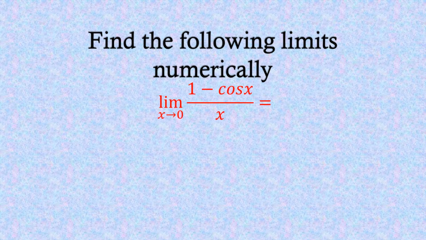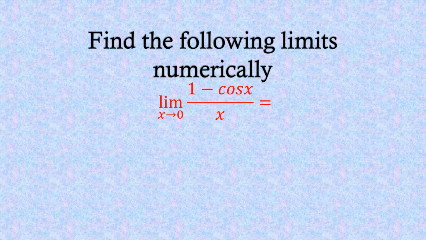So let's say we have 1 minus cosine x over x. Again, if we just put in 0, we would get 1 minus 1, which is 0, over 0. And again, 0 over 0, we're going to call indeterminate. We can't do it. It's indeterminate.